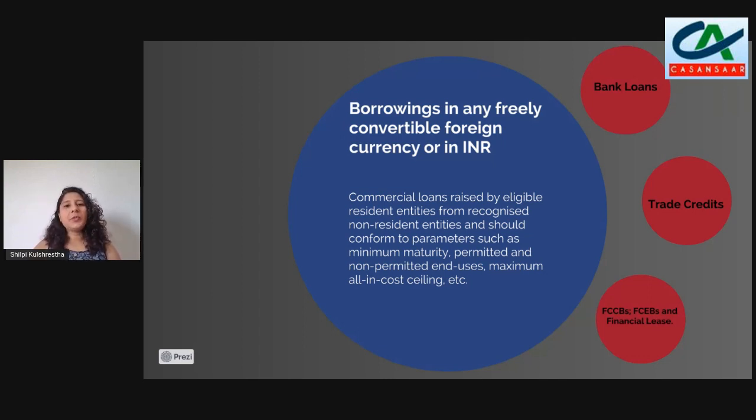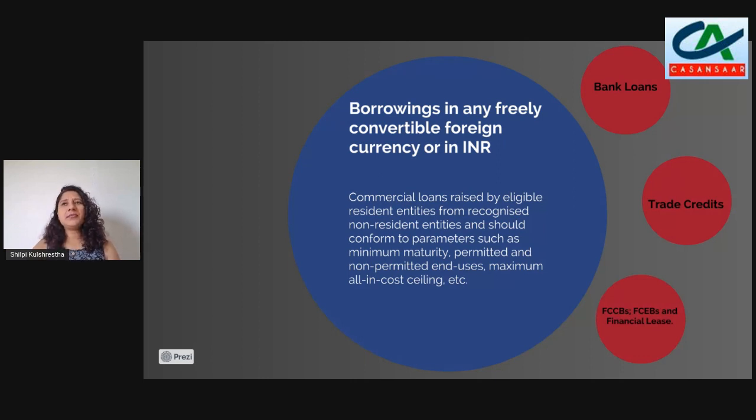Now let's understand in terms of RBI, or in financial terms, what exactly an external commercial borrowing is. Borrowings in any freely convertible foreign currency, or maybe in INR, is an external commercial borrowing. The only condition is it has to be taken by the eligible resident entities from the eligible non-resident entities. Means the borrower should be an eligible resident entity, and the lender should be an eligible non-resident entity. This is the very important aspect in this particular concept of external commercial borrowings.